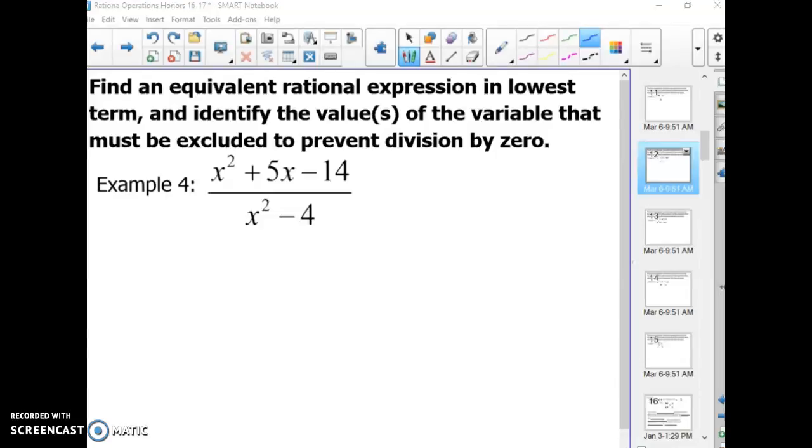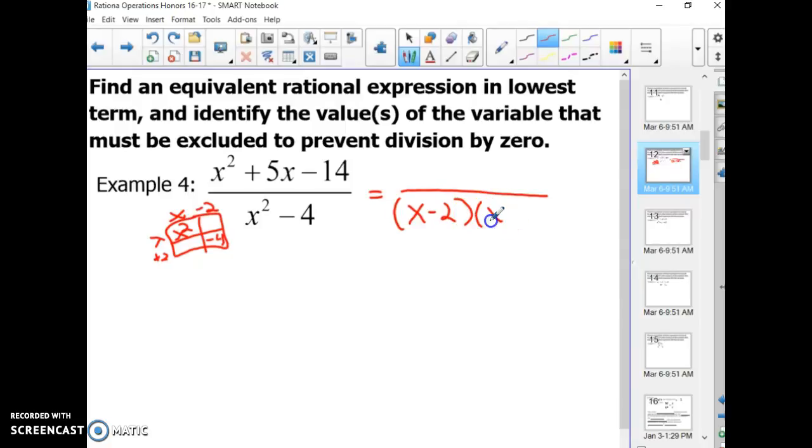Alright, so now we're getting to some more complicated rational expressions. With this, I want to factor the top and the bottom. If you need to, that looks like a difference of squares, x squared minus 4. So I get x minus 2 and x plus 2. Over here on the bottom, I get an x minus 2 and an x plus 2. So let's factor the top.